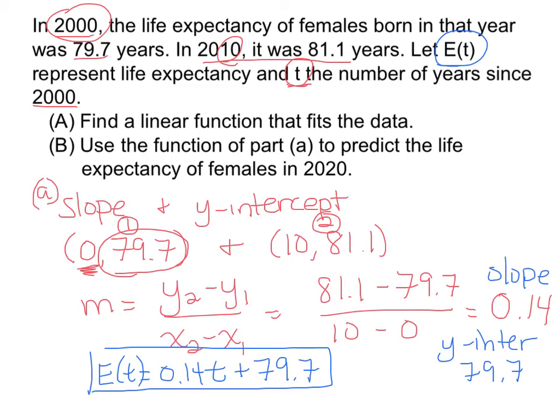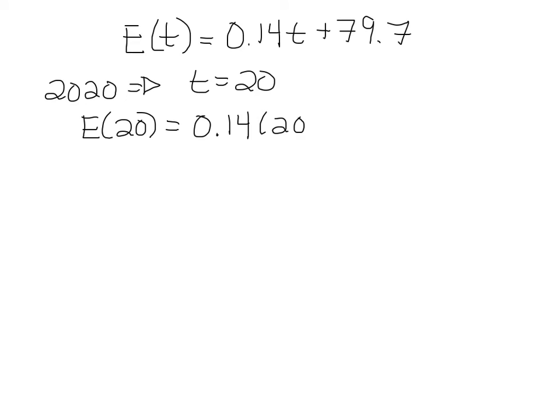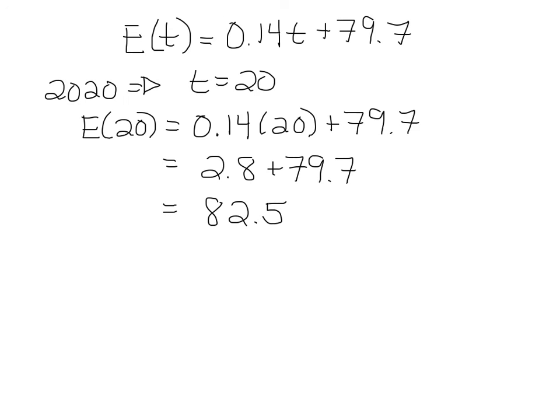Now we're going to use this function and we're going to predict the life expectancy of females in 2020. 2020 means that t is going to be 20 years after the year 2000. 0.14 times 20 is 2.8. 2.8 plus 79.7 is 82.5. So the life expectancy in the year 2020 is 82.5 years.